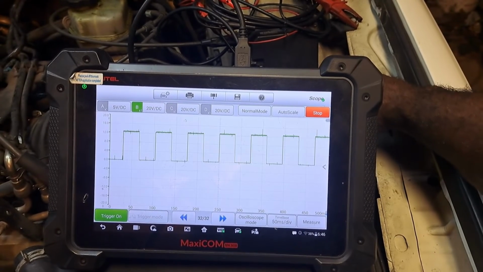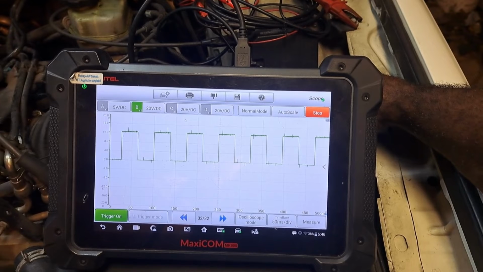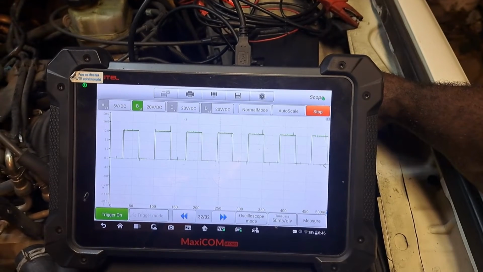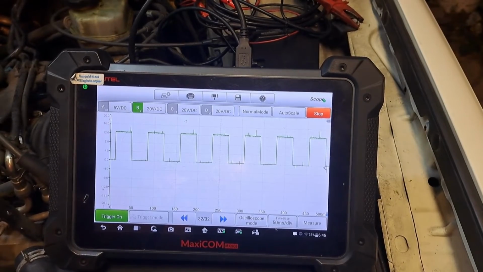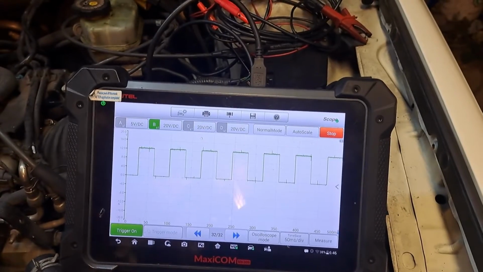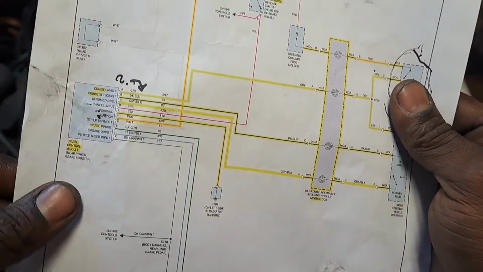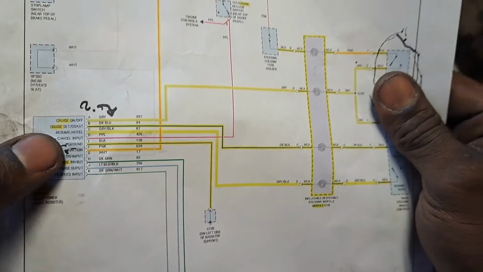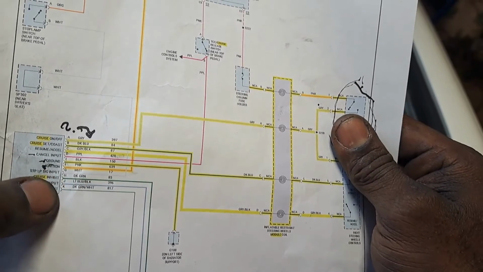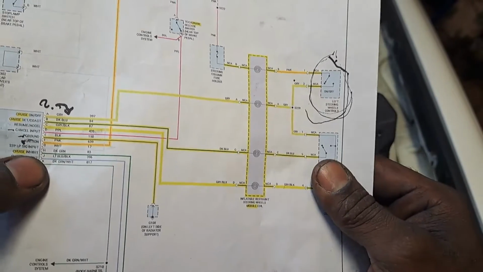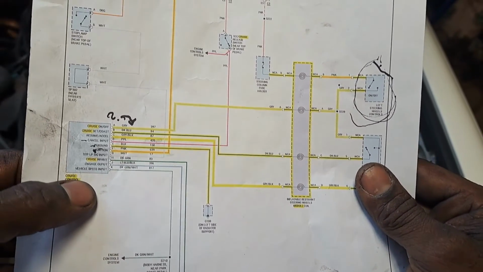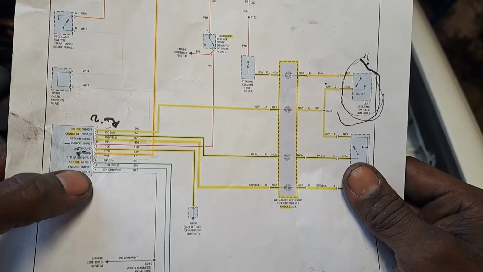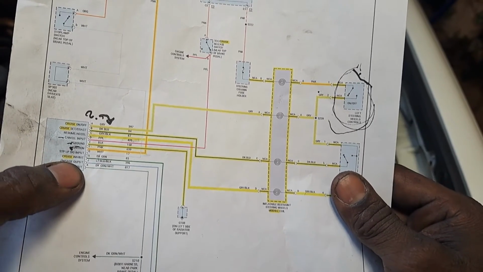So likely what's happening is there's a communication problem inside this unit. Let's see here. We have everything we need for this to work. Everything. Vehicle input, we got confirmation.